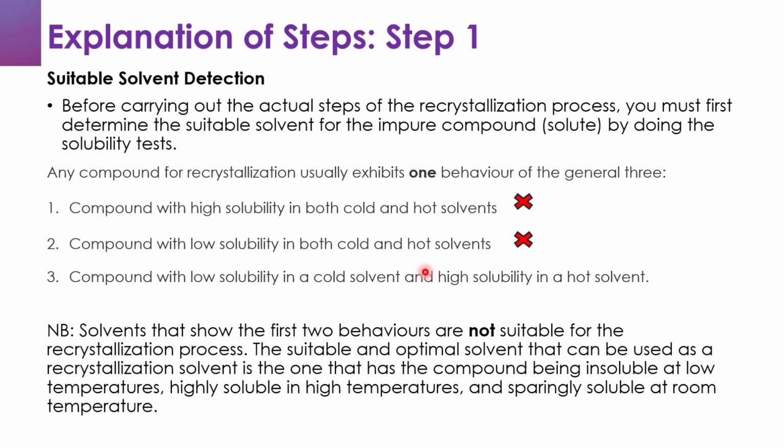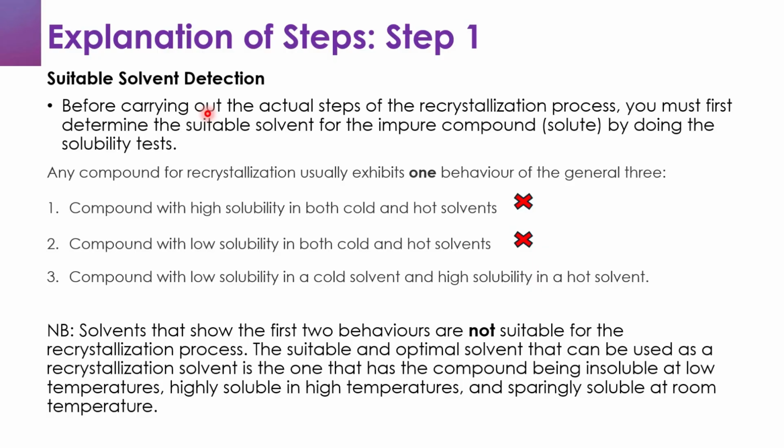So now let's look at the various steps in detail. You start by looking at the first step or process in the recrystallization process, and that is suitable solvent selection. First of all, what you have to notice is that before carrying out the actual steps of the recrystallization process, you must first determine the suitable solvent for the impure compound by doing the solubility test.